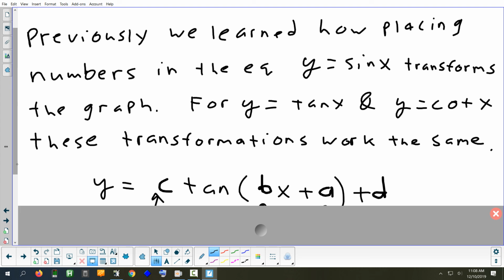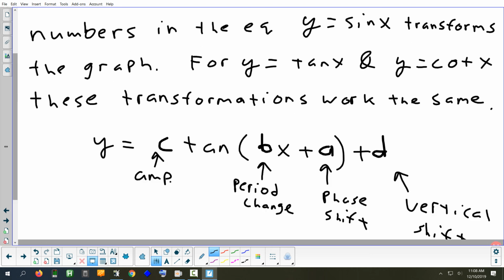So what does A do? Horizontal shift. B? Horizontal stretch. C? Vertical stretch. And D? Vertical shift. Okay. So remember, horizontal shift, phase shift, same thing. We just call it a phase shift when it's with trig. Period change, that's your horizontal stretch. Amplitude change, that's your vertical stretch. And D is your vertical shift. It doesn't really have a special name just because it's trig.